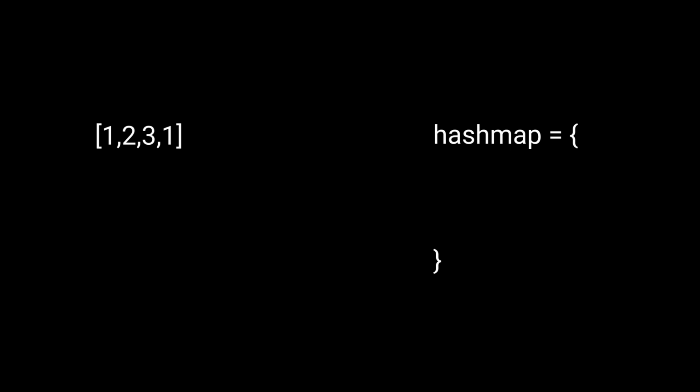So given the array before, 1, 2, 3, 1, for the first iteration we're going to check if 1 is already in the hash map. Since it's not, we'll put it into the hash map with some arbitrary value. In this case, we'll just use 1. And then we continue the loop. Next, we're going to check if 2 is already in the hash map, and since it's not, we're going to put it in the hash map and continue the loop. We do the same thing for 3 until finally we get to the duplicate 1, and we check our hash map to see if it's already in there. And because it's already in there, we just return true.